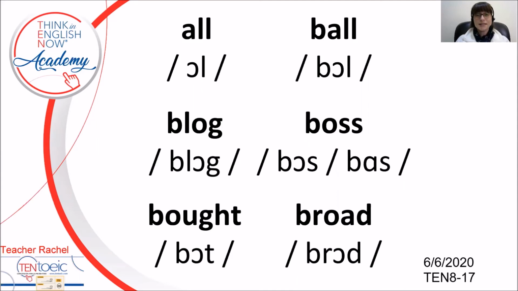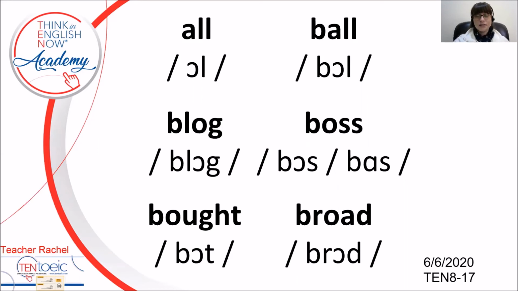Bought. This is the past tense of the word buy. So today, I like to buy pizza for dinner. We're talking a lot about pizza. Yesterday, I bought pizza for dinner. So it's when you use money for something in return.